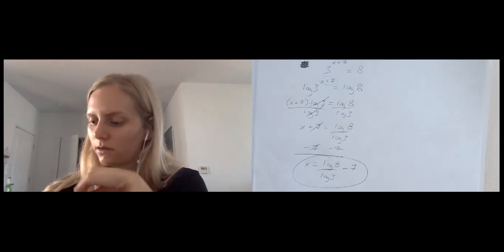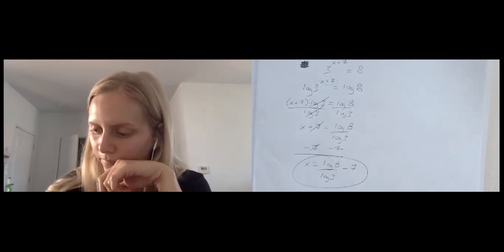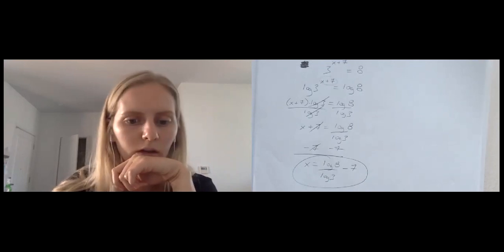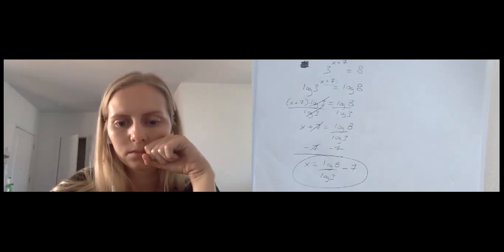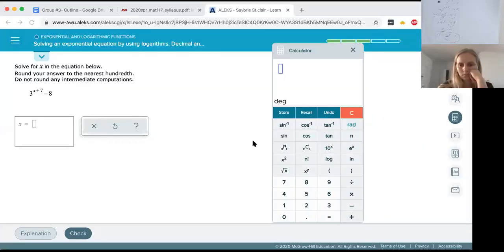Okay, wait, hold on one second. So change that to log 3, x plus 7, log 8, bring that down, divide. It's on this, it's not like below it, right? It's on the same line. Yep, perfect. Okay, minus 7. Yep.